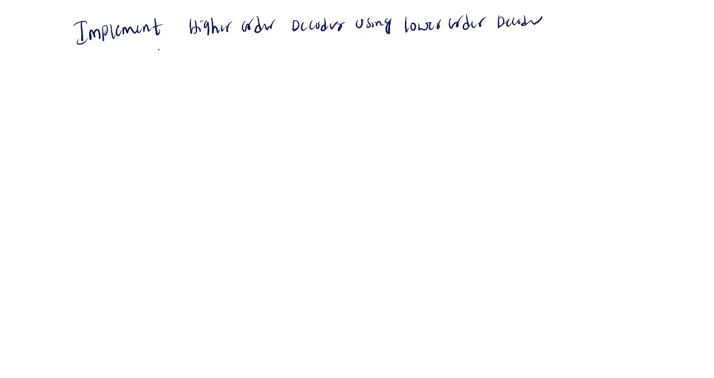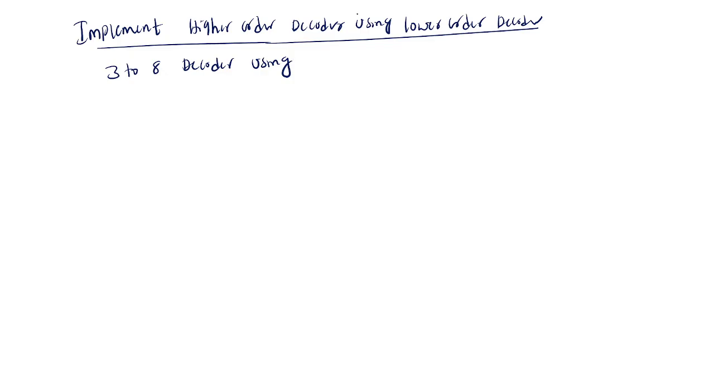So next we need to implement a higher order decoder by using a lower order decoder. So if you see, I want to implement a 3 to 8 decoder using 2 to 4 decoders. How to implement?